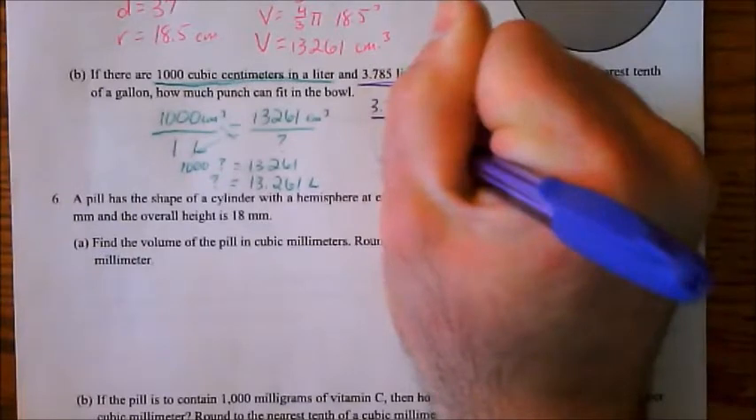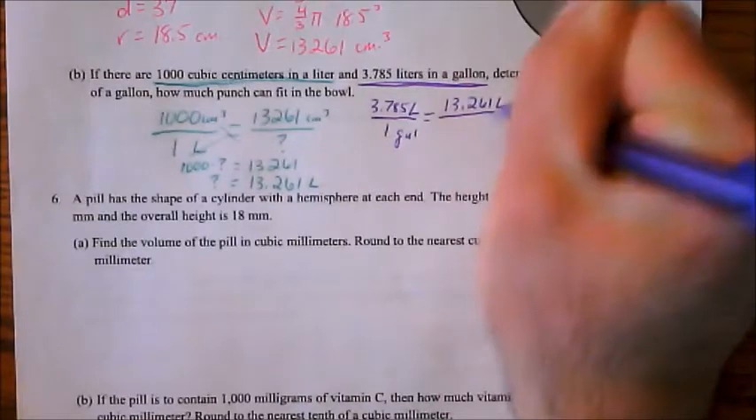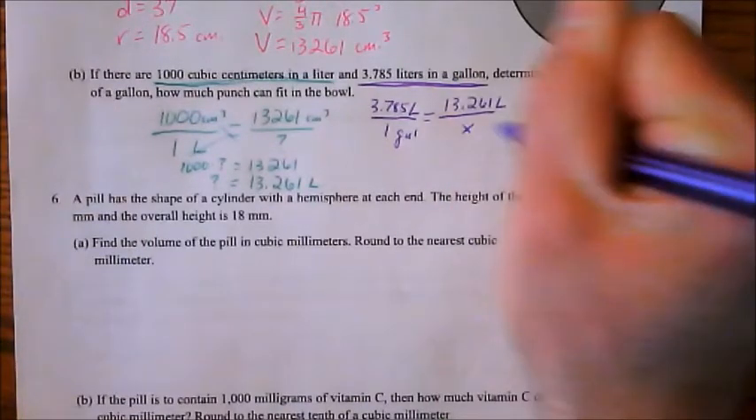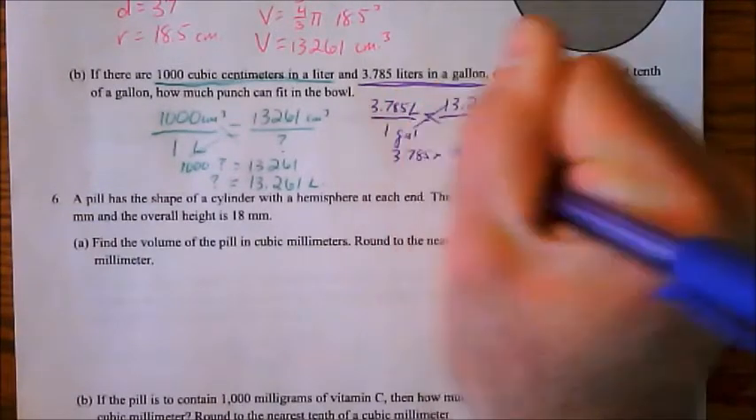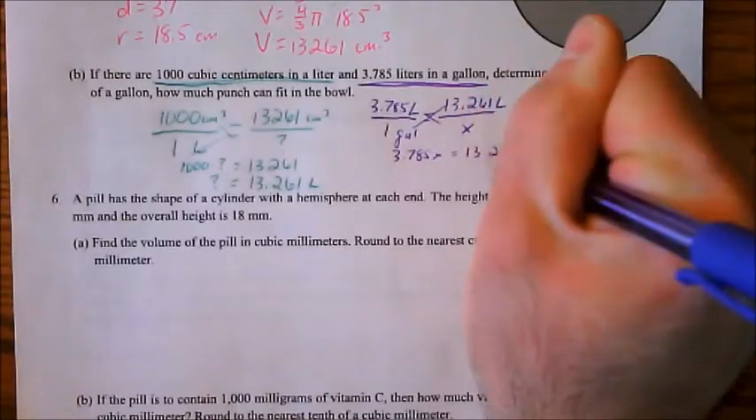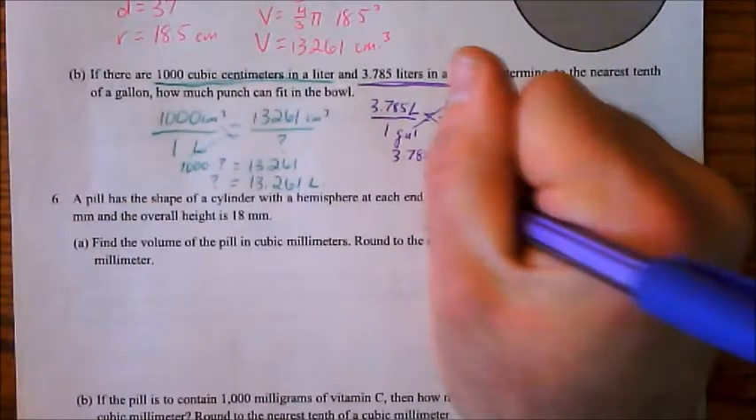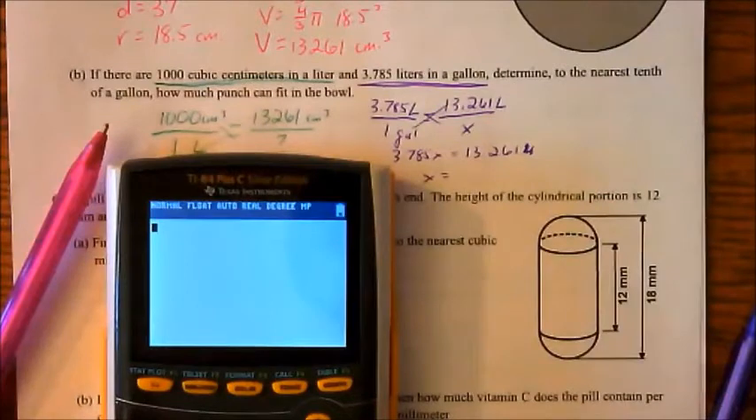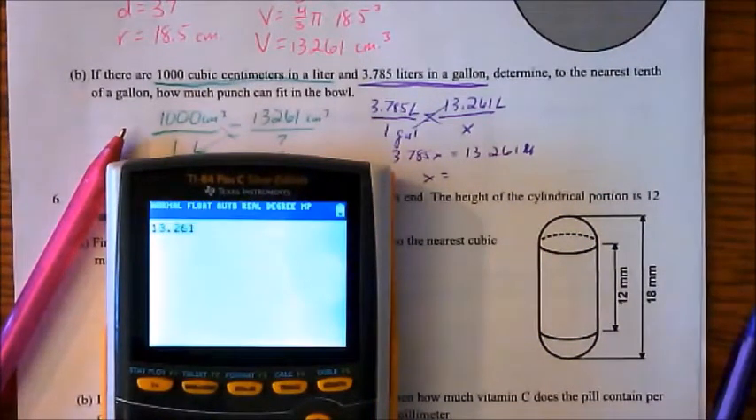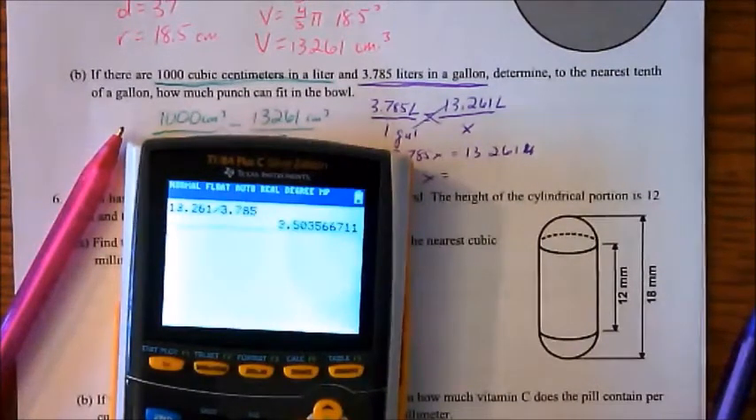Alright, next, if there are 1,000 cubic centimeters in a liter and 3.785 liters in a gallon, determine to the nearest tenth of a gallon how much punch can fit in the bowl. So this is actually going to be two proportions. We're going to have a proportion to deal with this part that I'm underlining in green. We're going to need a proportion for this part that I'm underlining in purple. We're going to take our pink answer here to change it into liters. We're going to take our green answer here that will now be in liters and put it into this one, which I have in purple, to change it into gallons.